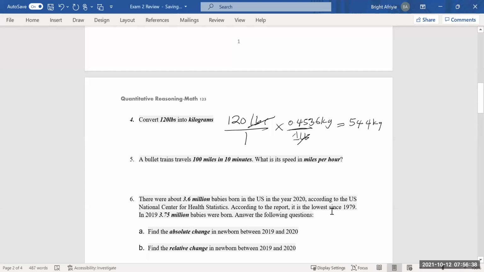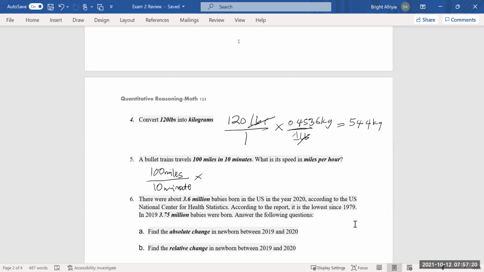All right, nice. Now let's look at number 5. So a bullet train travels 100 miles in 10 minutes. We want to find the speed in miles per hour. Is that okay? So originally we're doing 100 miles per 10 minutes. So that's the speed of the bullet train, right? Now speed is what? Distance over time taken.